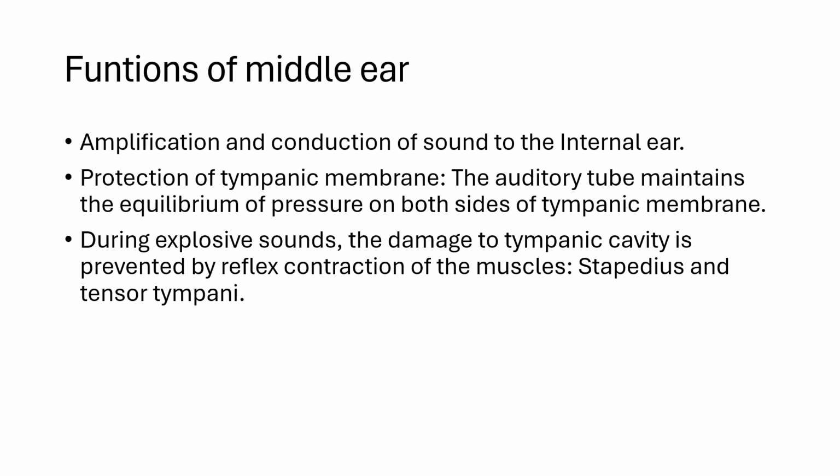So in order to prevent the perforation of the tympanic membrane, it is necessary to maintain the equilibrium of pressure on both sides of the tympanic membrane during explosive sounds. How is it done? There are certain muscles inside the middle ear, namely stapedius and tensor tympani. These muscles will contract, so they will prevent the damage to the tympanic membrane by changing its shape.